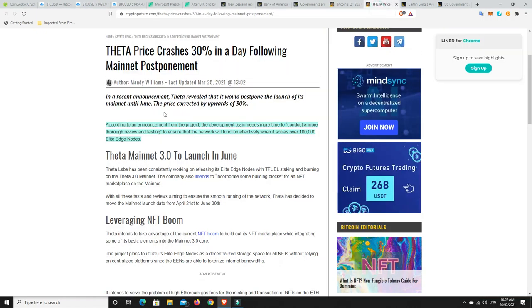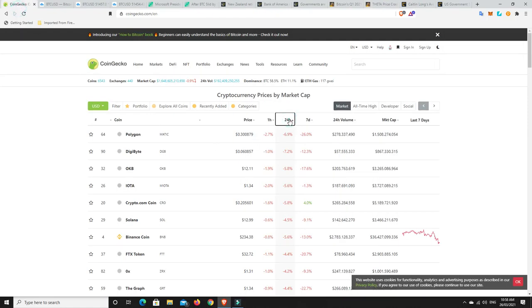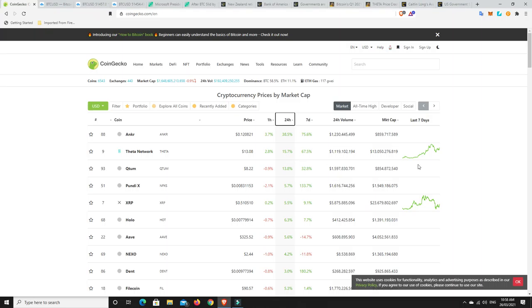As we spoke about Theta, according to an announcement from the project, the development team needs more time to conduct a more thorough review and testing to ensure that the network will function effectively when it scales to over 100,000 elite edge nodes. So it has had a retracement, but we went back to here and Theta was still doing all right. It's had a 30% retracement from there, and it's already starting to correct. Whether it'll have a further retracement or not, we'll just have to wait and see.